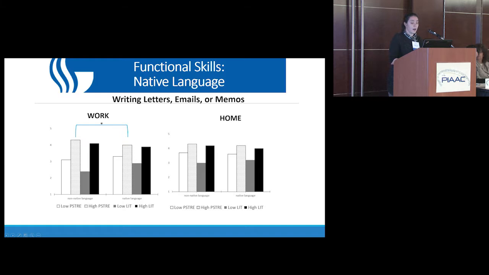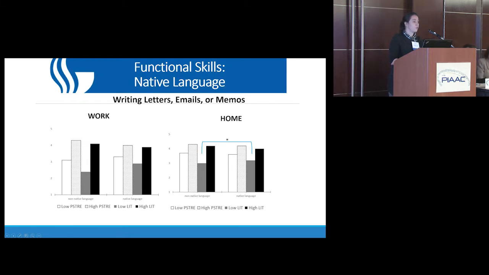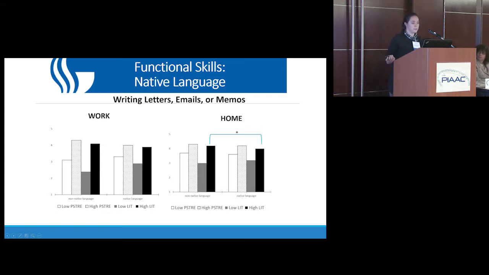At home, we only get relations for those in literacy. So for those who are low in literacy, again, the same pattern of results. Native speakers are reporting greater writing letters, emails, or memos. And again, for high literacy, non-native speakers are reporting more frequency.